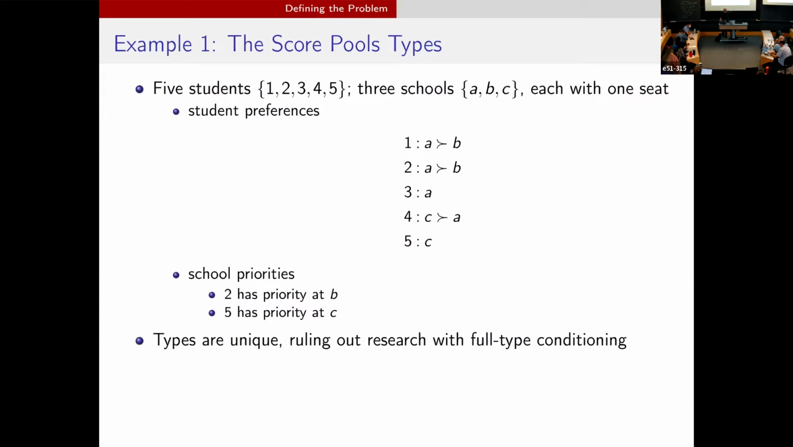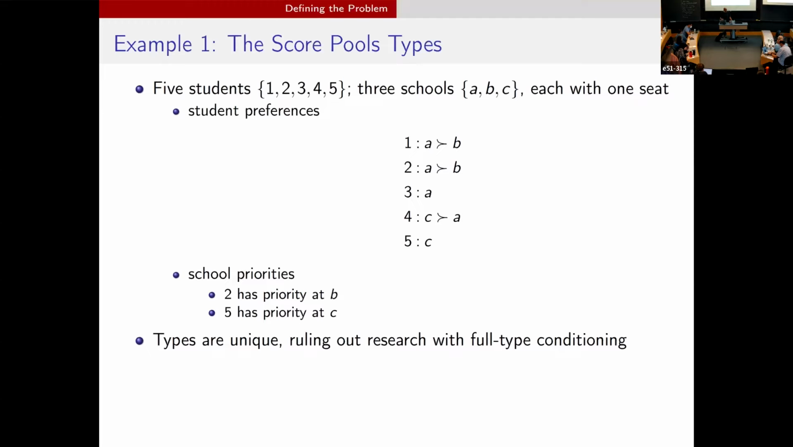So under deferred acceptance, okay, well, you'd say, I got this data set. This is what it looks like. Why don't I do full type conditioning? Okay, that natural starting point. Well, I'm in trouble already because every single type here is different. Okay, so just looking at the preferences, the only choice would be applicant 1 and applicant 2, but you know they have the same preferences, they don't have the same priorities, right? Because applicant 2 has priority at B and applicant 1 does not.